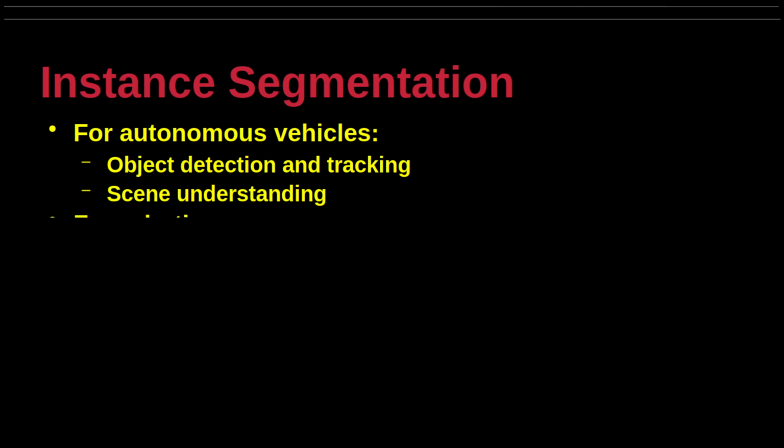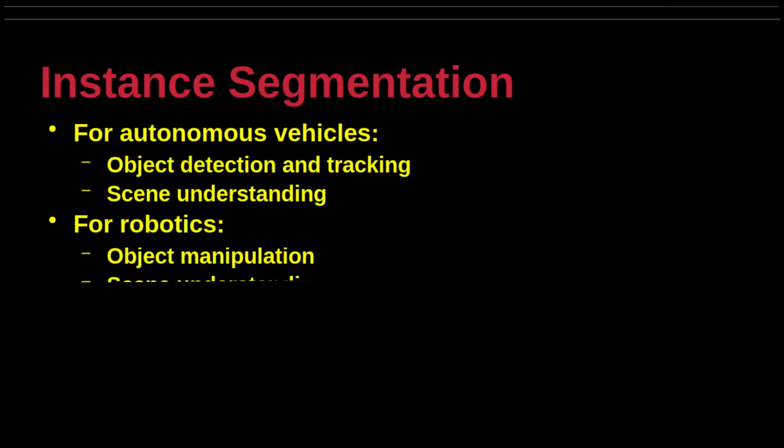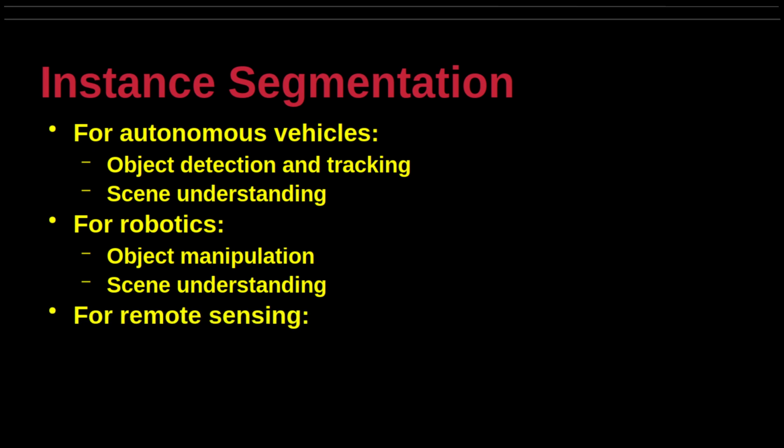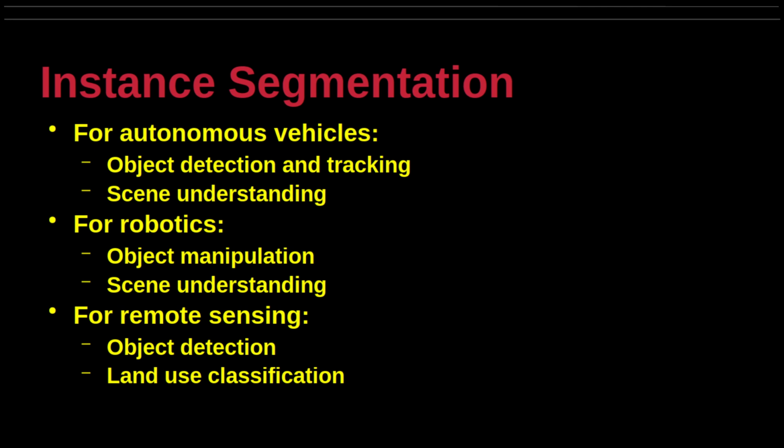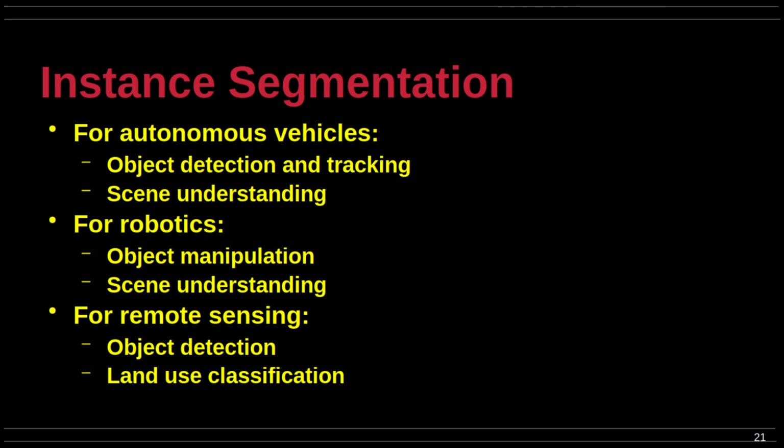When instance segmentation is applied in robotics, robots can grasp and manipulate objects more effectively by understanding the precise shape and location. Instance segmentation enables robots to perceive and interact with complex environments. Instance segmentation, as applied to remote sensing, can help classify different land use types, such as urban areas, agricultural land, and forests. Identifying and counting specific objects like vehicles or buildings in satellite or aerial imagery.